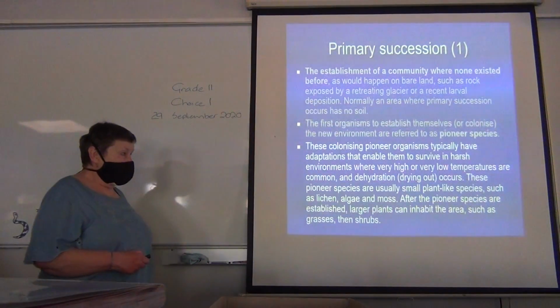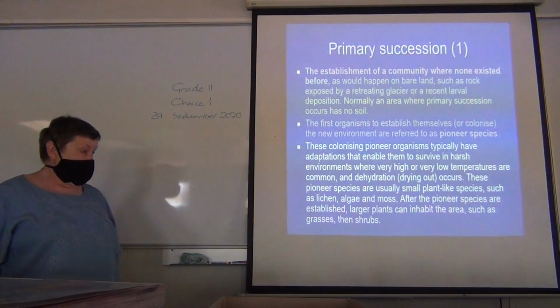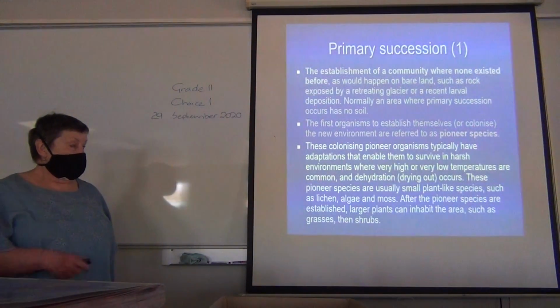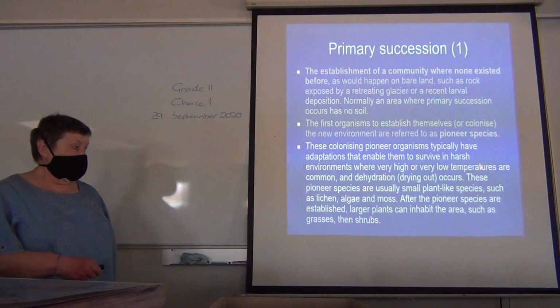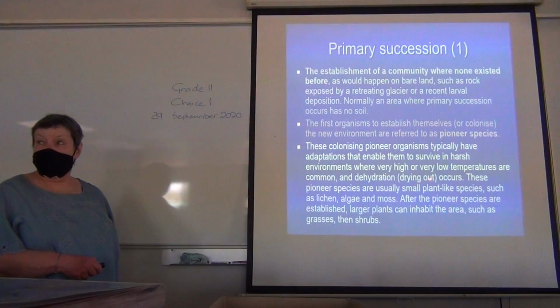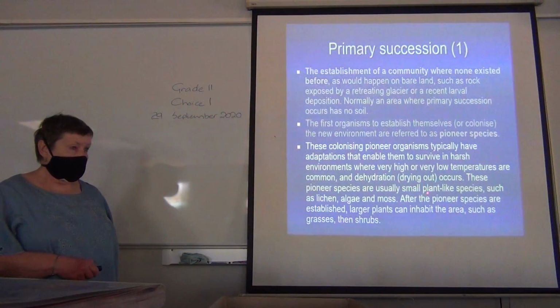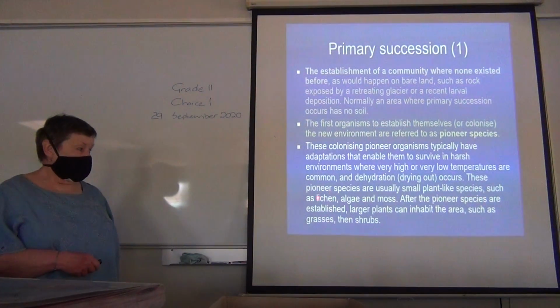The colonizing pioneer organisms typically have adaptations that enable them to survive in harsh environments where very high or very low temperatures are common, and dehydration, in other words drying out, occurs. They're usually small plant-like species such as lichen, algae, and moss.